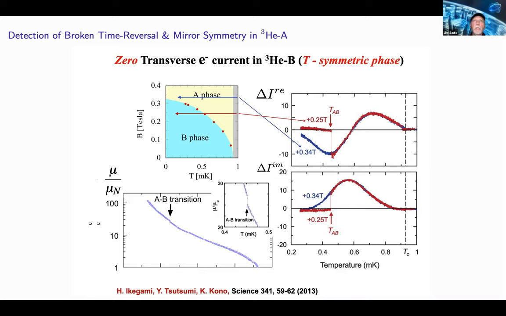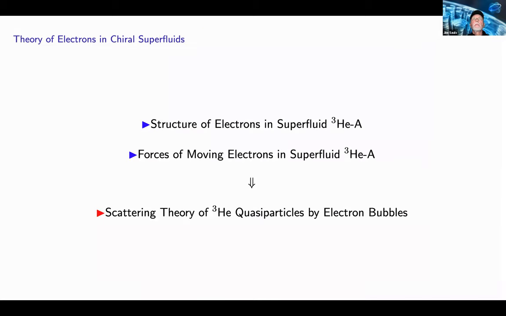So to me, this was a really powerful demonstration of anomalous Hall transport in helium-3A. So after seeing this, I was motivated to understand it quantitatively. So Alexei and I developed a theory for helium-3 quasiparticle scattering in the A phase, so chiral fermions scattering off of electron bubbles. And from that, computing the structure of the electron bubble in the A phase, and also the forces that are acting on that bubble in the A phase. So I'm going to try and capture the essence of the theory in pictures.